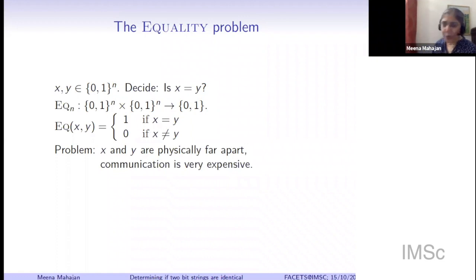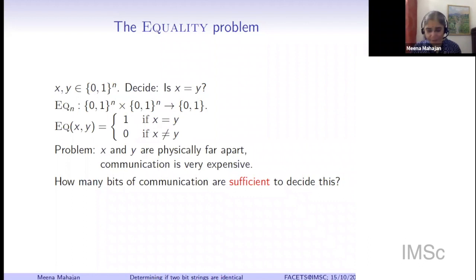At the same time, you do want to answer this question. The question we want to answer is not deciding the value of equality, which we know how to do by checking things bit by bit. The question we want to answer is, how many bits of communication are sufficient in order to decide this question? And even more interesting, how many bits are really necessary?